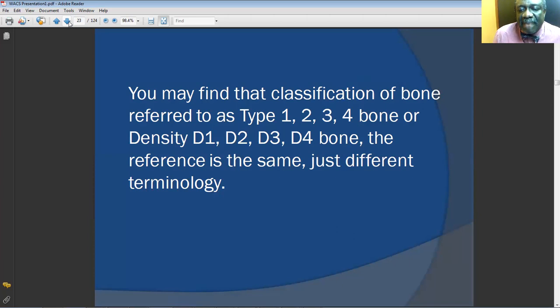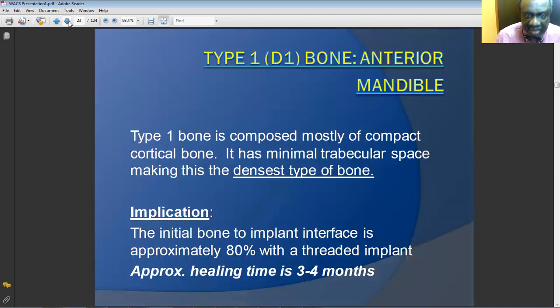So you may find that I have used the classification of bone referred to as type 1 right to type 4, but you can also call it D1 right to D4. Okay? It doesn't really matter.